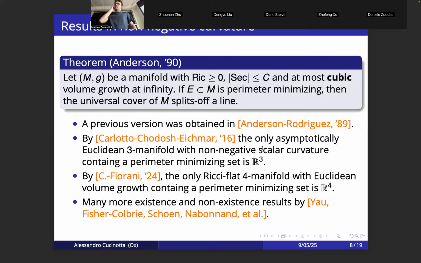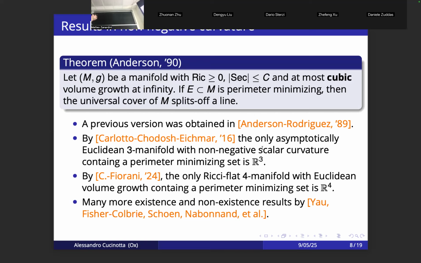Any questions on this part? No? How sharp are these results? Do you have existence of 4 manifolds which are not Ricci flat, for which you have a perimeter minimizing set? Yes. So yes, there are counterexamples. The main counterexample for us, I will mention it later. But let me anticipate what it is.